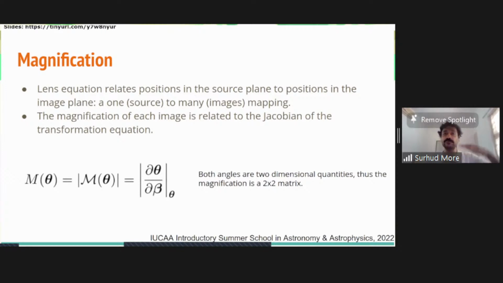Right? And so if you take the ratio of the area of the image divided by the area of the source, that will give you the magnification.